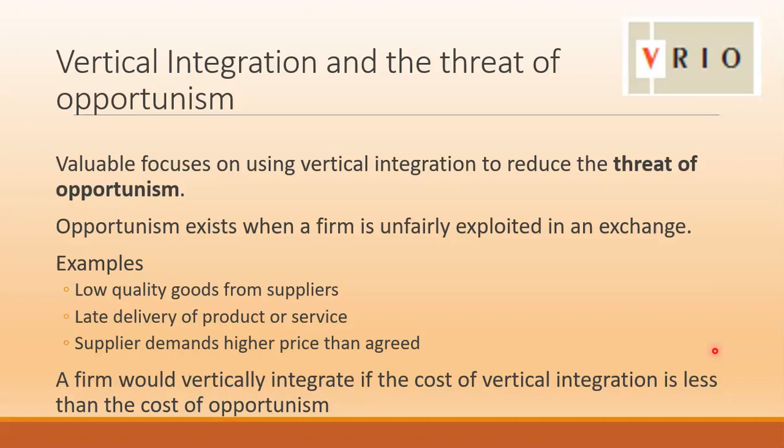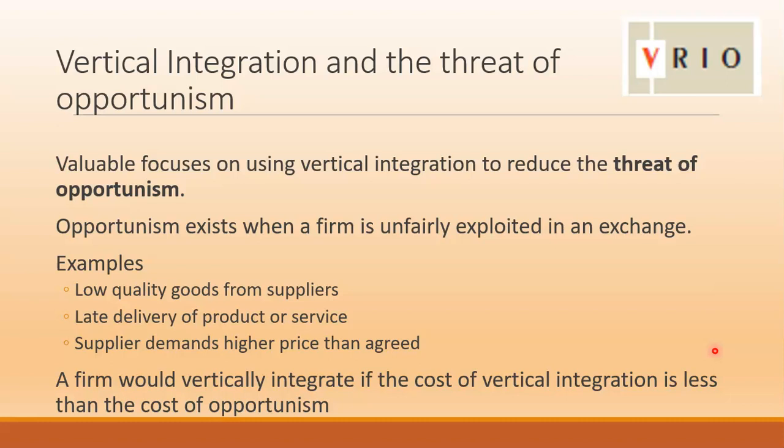So vertical integration and the threat of opportunism. We're talking about valuable now. So for another couple of slides, we'll be talking about valuable. So valuable focuses on using vertical integration to reduce the threat of opportunism. Opportunism exists when a firm is unfairly exploited in an exchange. For example, the supplier is supplying you with low quality goods. They are delivering the products late. They are demanding a higher price than what you agreed in the first place. So they are being opportunistic because they probably know that they don't have any other suppliers for the product.